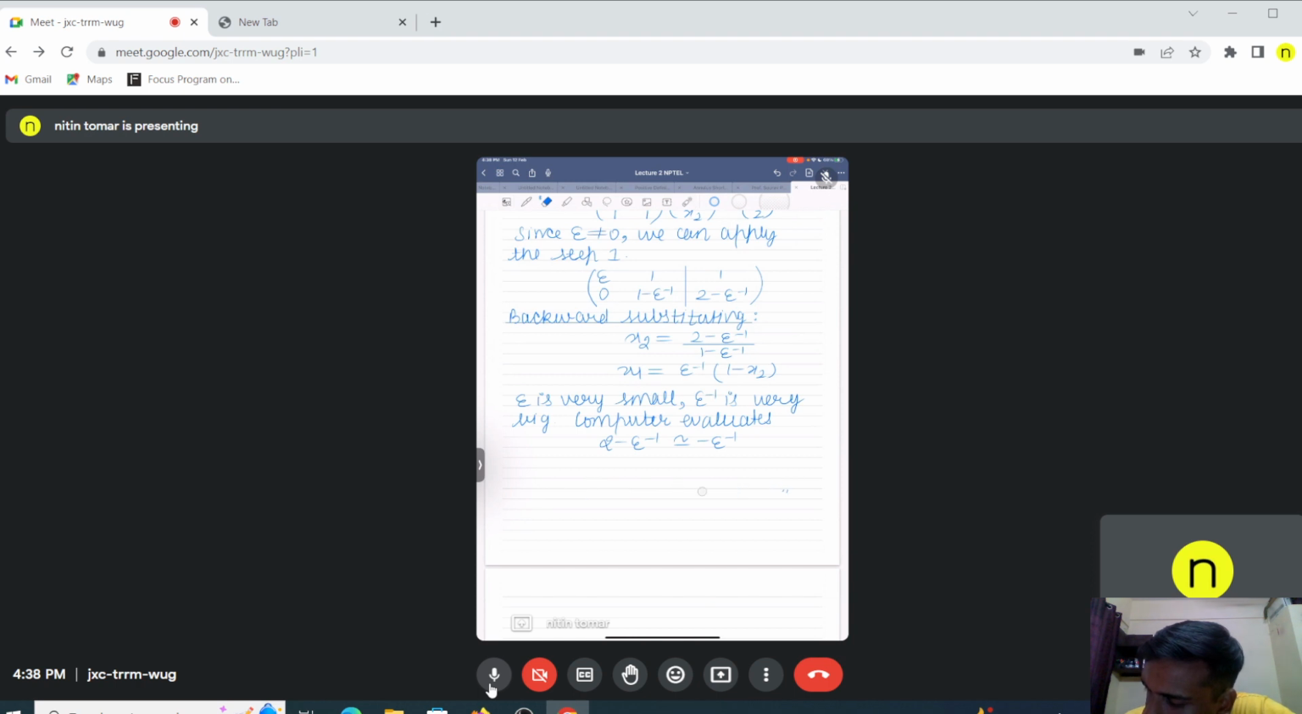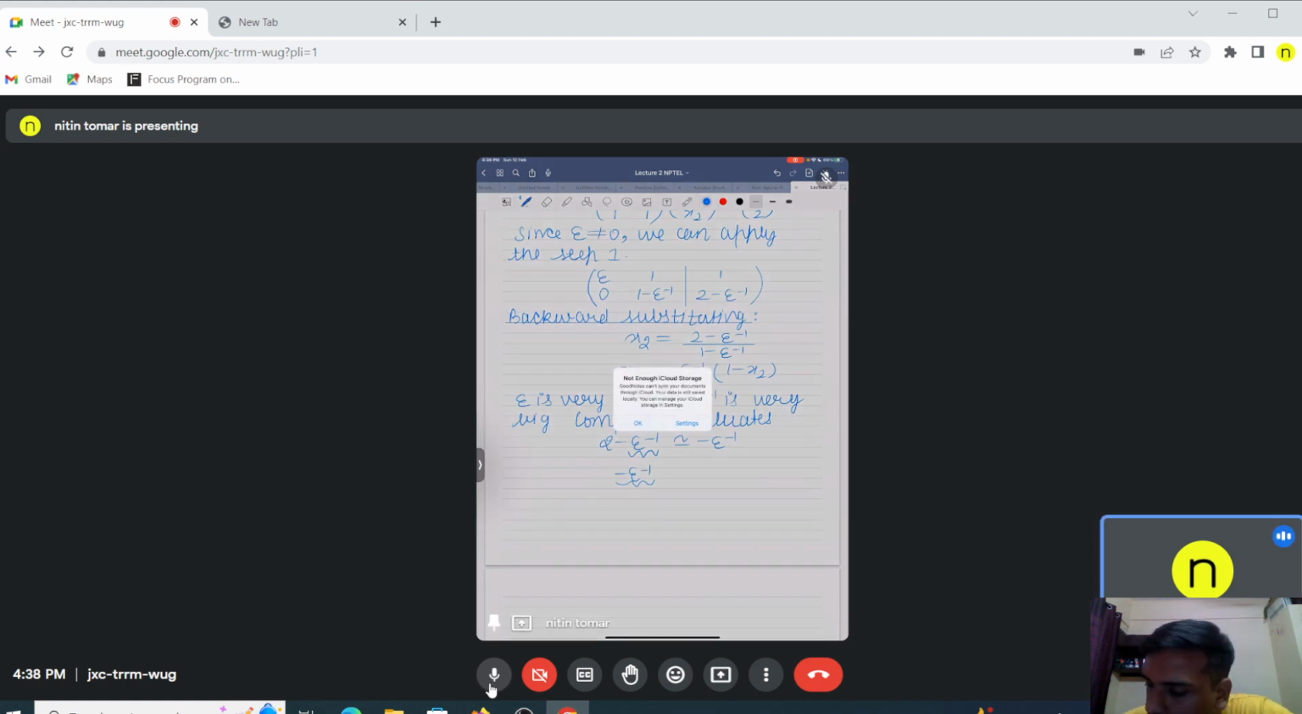See, this is a very huge number. Minus epsilon inverse is the negative of a very huge number, very, very big in negative. So whether you add 2 or any number, it doesn't matter, because it is already a very big number. So approximately it will be the same as minus epsilon inverse. Do you get it now? Yes, sir.